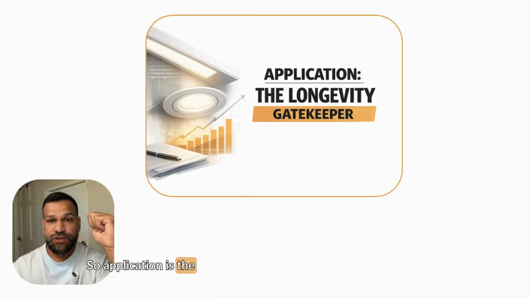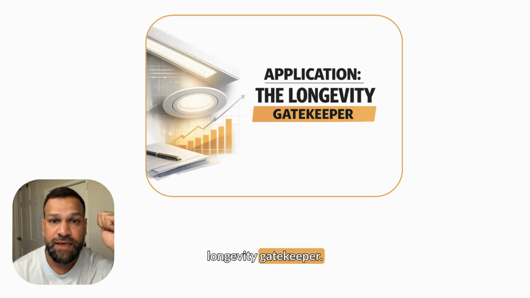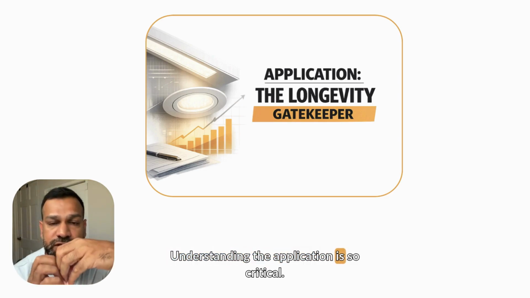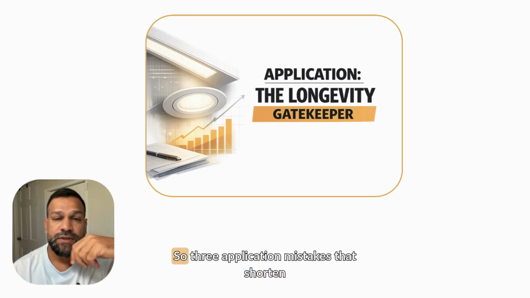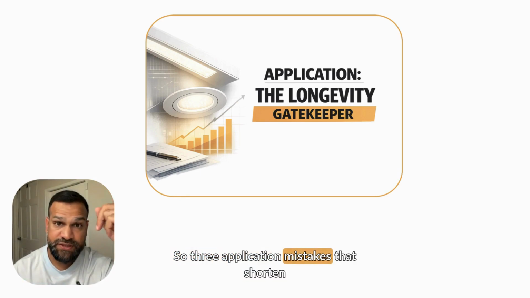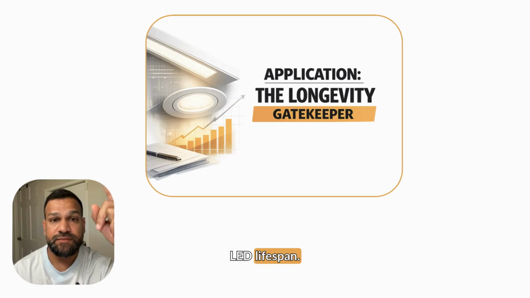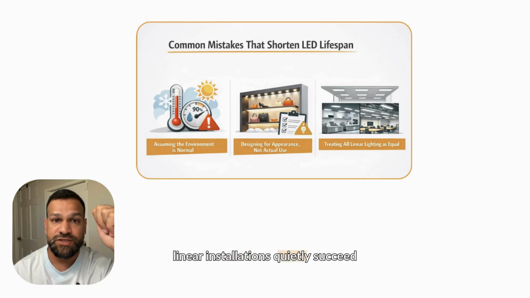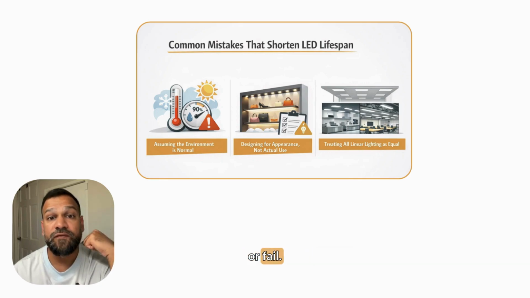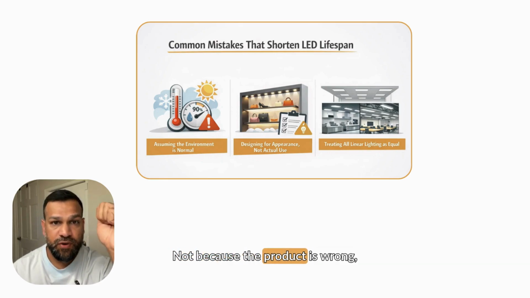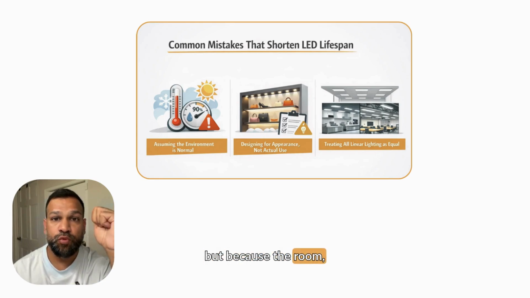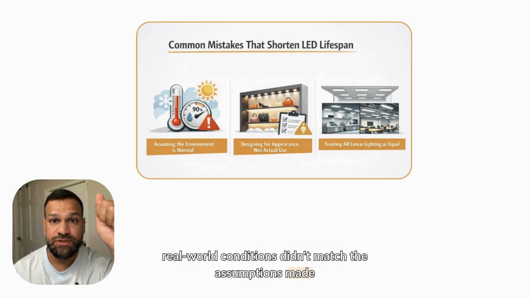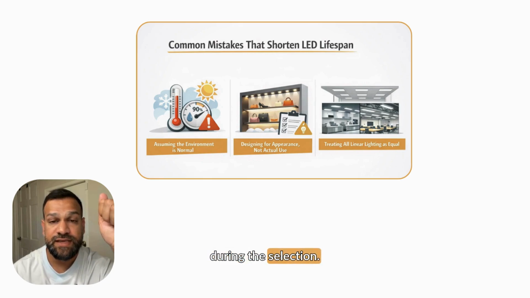So application is the longevity gatekeeper. Understanding the application is so critical. So, 3 application mistakes that shorten LED lifespan. Application is where most LED linear installations quietly succeed or fail. Not because the product is wrong, but because the real world conditions didn't match the assumptions made during the selection.